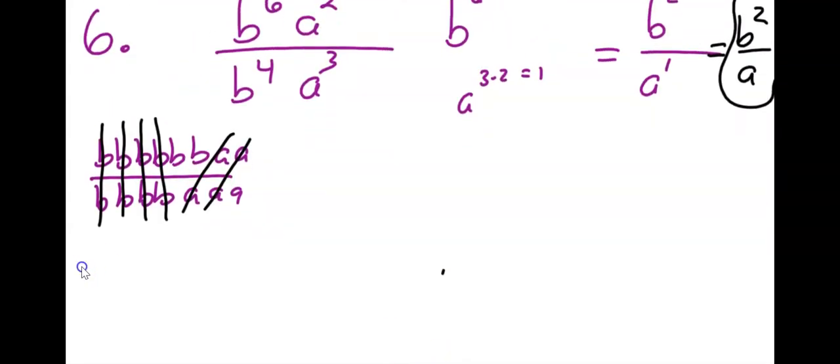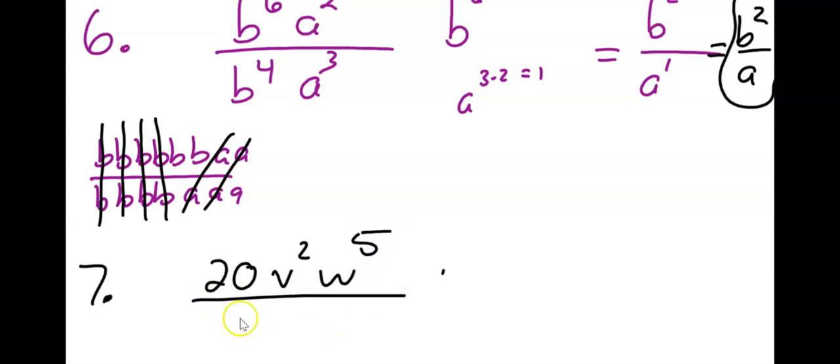Okay, and then the last objective that would be in section 1. Basically the same question, just a little bit different example. (20v squared w to the 5th) and then 5v w to the 3rd. Right, and again, without any powers, that's an understood 1 on the v.